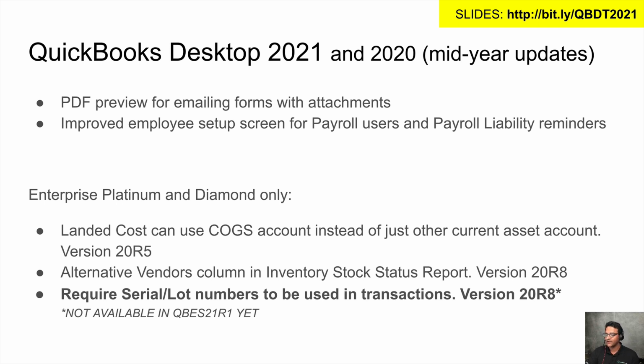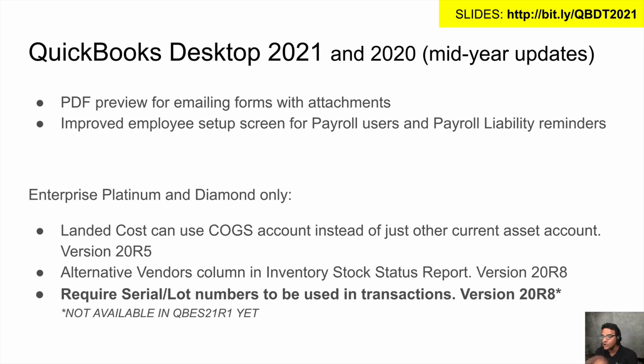They also added alternative vendors in the inventory stock status reports. That's both in 2020 R8 and in 2021. And what Intuit might have thought was a little thing is there's now an option to require serial numbers and lot numbers to be used in transactions. Before this update that came in QuickBooks Enterprise 2020, you could warn the user, hey, you forgot to use your serial number, hey, you forgot to put a lot number. Now you can actually stop the user from saving the transaction if that serial number or lot number is missing.